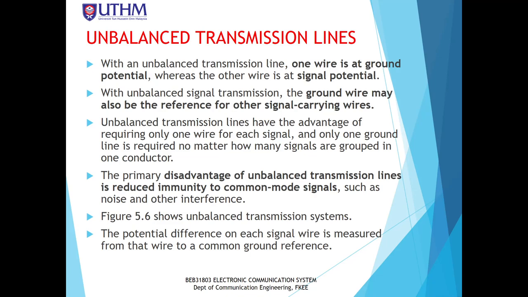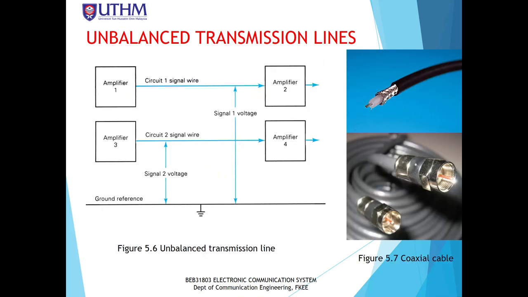And then unbalanced transmission line. Unbalanced transmission line, in this case we only use one wire, okay, one conductor, to connect from one point to another point. So with unbalanced transmission line, the ground wire may be the reference for another signal carrying the wires. So the disadvantage of unbalanced transmission lines is reduced immunity to common mode signals such as noise and other interference. So this is the example of unbalanced transmission line where we only use a single conductor to connect from one point to another point.